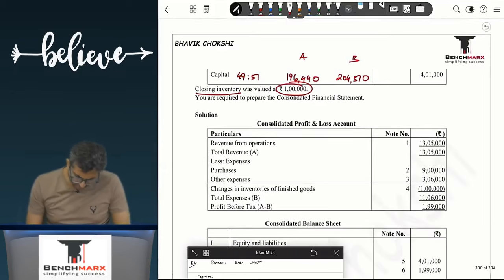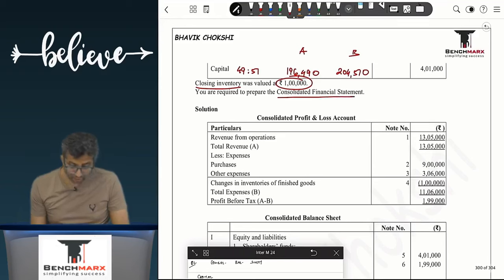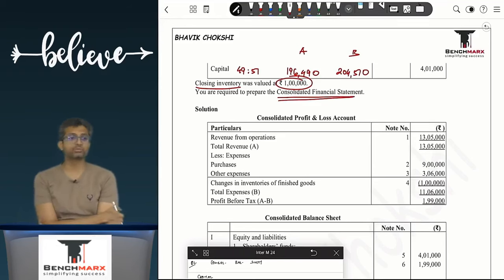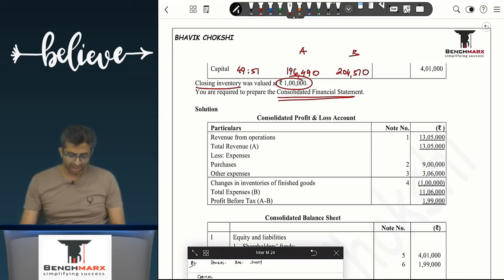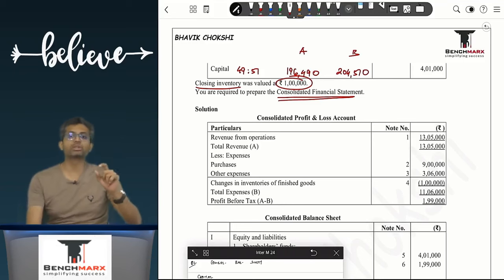So over here, you are required to prepare the consolidated financial statements. Consolidated means combined. So I will prepare the combined P&L and combined balance sheet. It is very easy. But then in the notes, I will show the breakup between A and B.